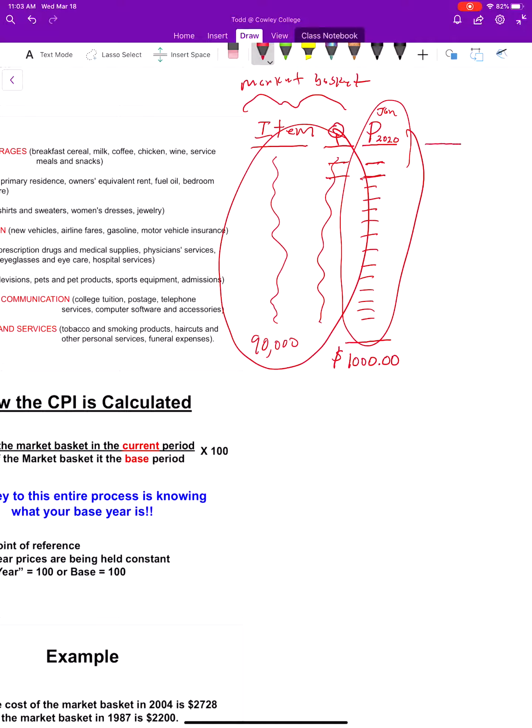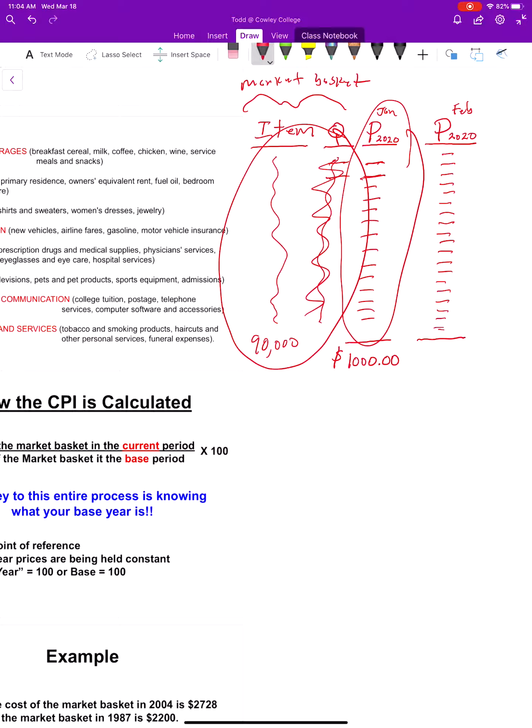All right, so that gives us our place to start. Then the Bureau of Labor Statistics will go out and gather prices again on all 90,000 goods and services in February of the year 2020. So they will go back out, they'll go to different stores, they'll go to different areas of the country because they want a good broad survey of what these prices are. And they'll use their scanners, and again, all across the country, they will gather prices on all 90,000 of these goods and services.